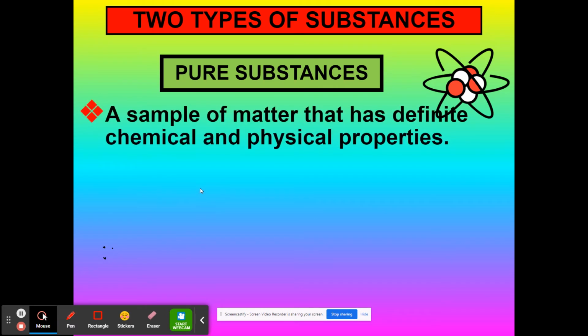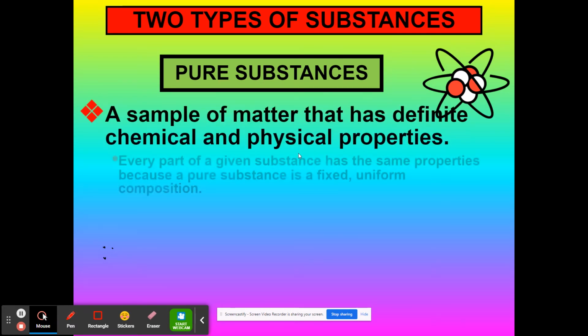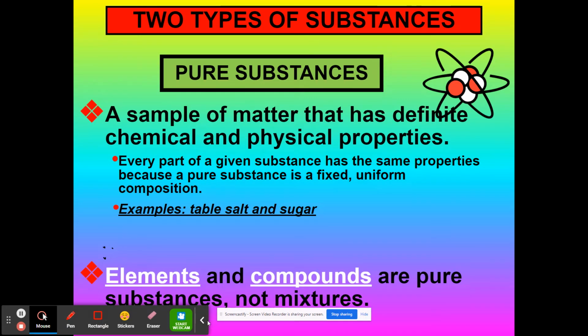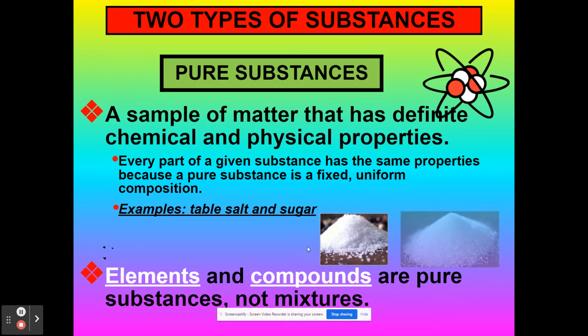So a pure substance is a sample of matter that has definite chemical and physical properties. Every part of the given substance has the same properties because a pure substance has a fixed, uniform composition. So table salt is always going to be NaCl. Sugar, glucose, would always be C6H12O6. Elements and compounds are pure substances, not mixtures. So they're pure. You've got pure gold, you've got pure water.